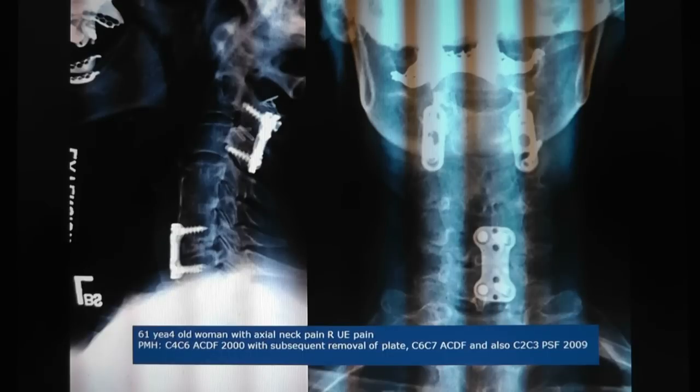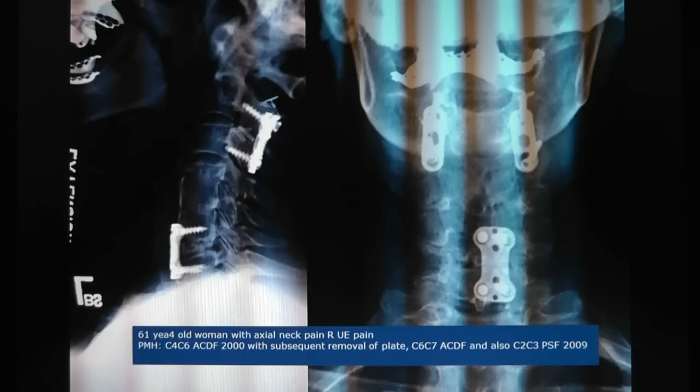This patient is a 61-year-old woman who presented to my office with axial neck pain and right upper extremity pain and paresthesias. She's had these symptoms for about 6 to 12 months and is on many medications to try to help it, such as Neurontin, Lyrica, various sizes, shapes, and deliveries of opioids, and muscle relaxers.